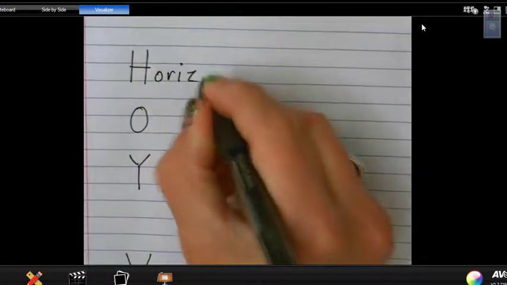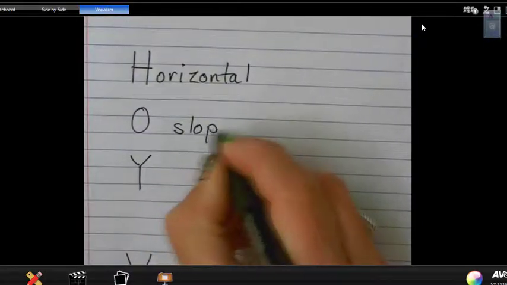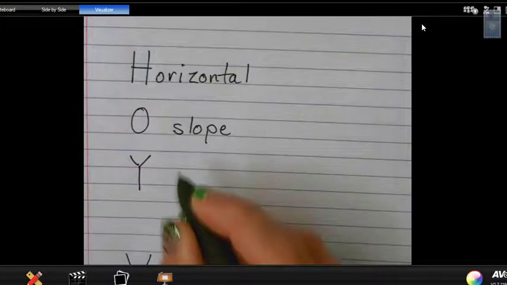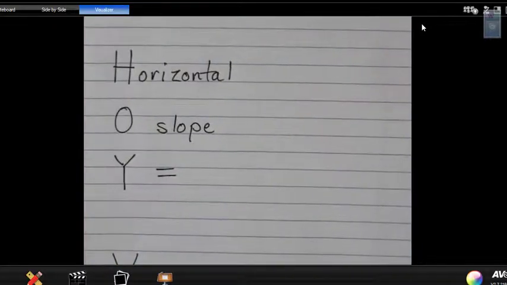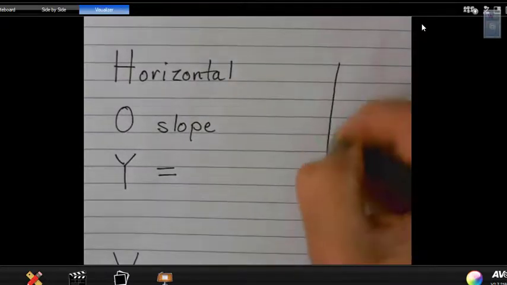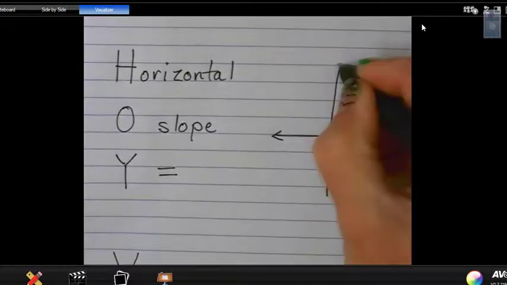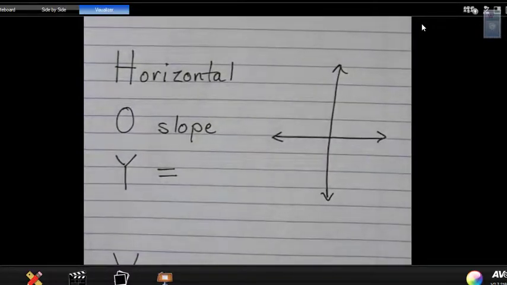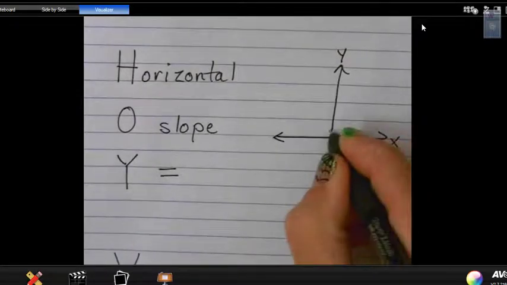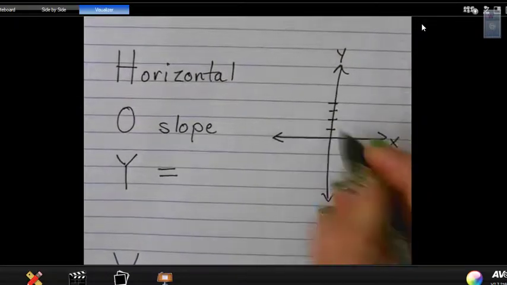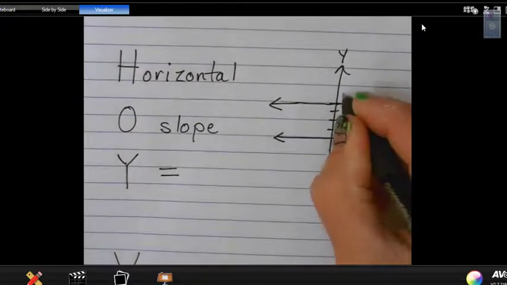Horizontal, 0 slope, and it's y equals. So let's take a look at an example here. Just make a quick sketch here. So I just ended up getting my axis here. Here's the y-axis and the x-axis. And let's just say 1, 2, 3, 4. I have a horizontal line crossing at 0, 4.